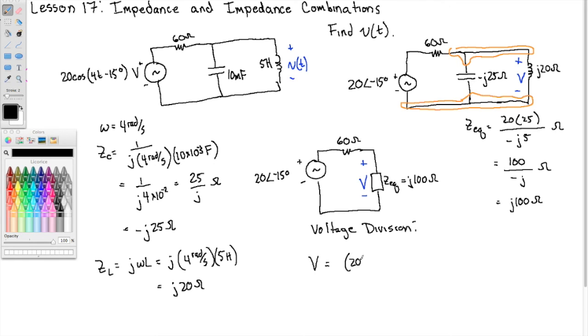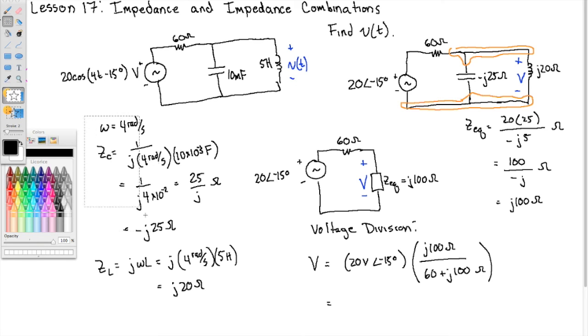This is 20 volts, with an angle of negative 15 degrees, times the impedance whose voltage I'm interested in. So that's this guy, j100 ohms, over the sum of the two impedances. That would be 60 plus j100 ohms. I'm going to erase some of this to give us some space.